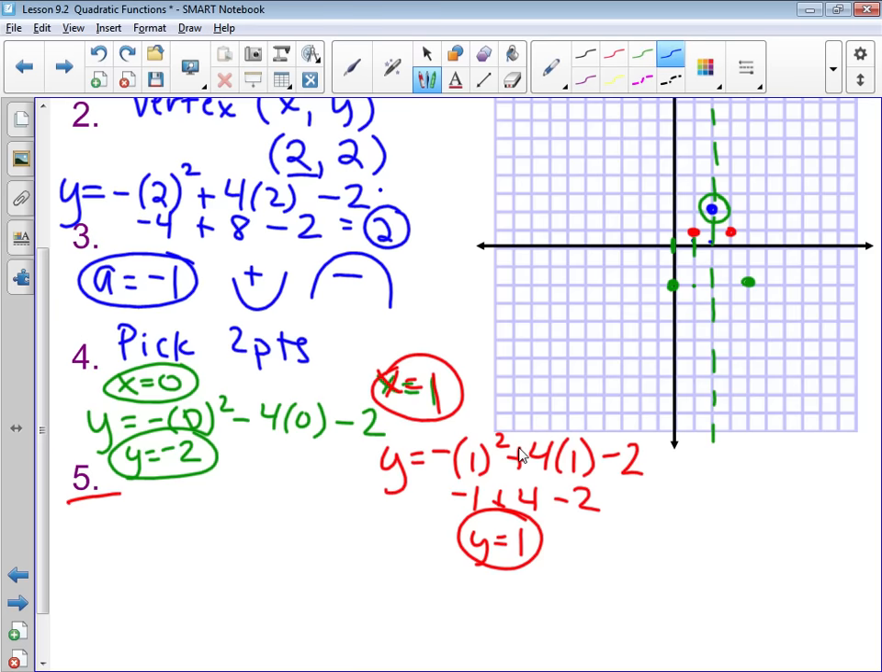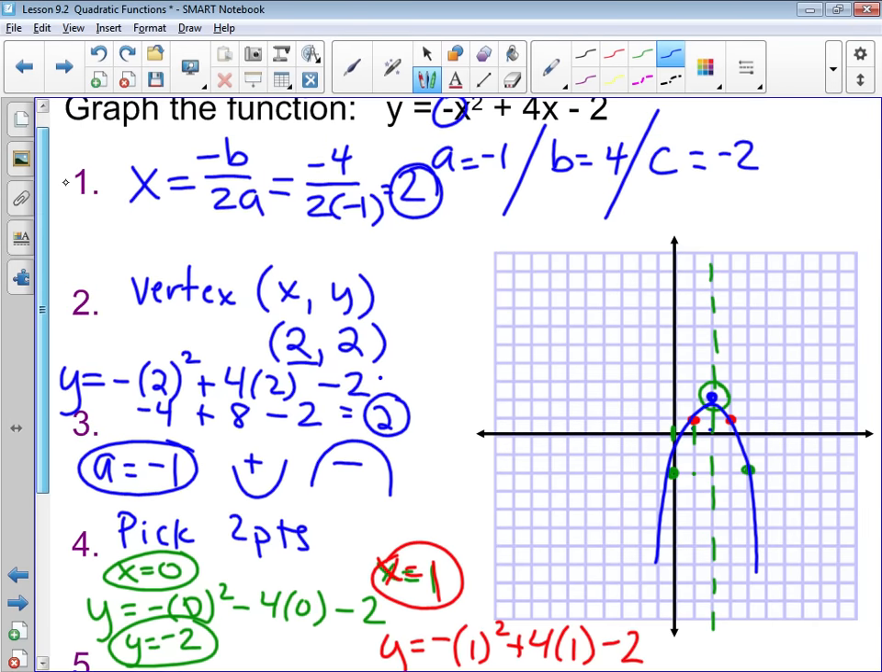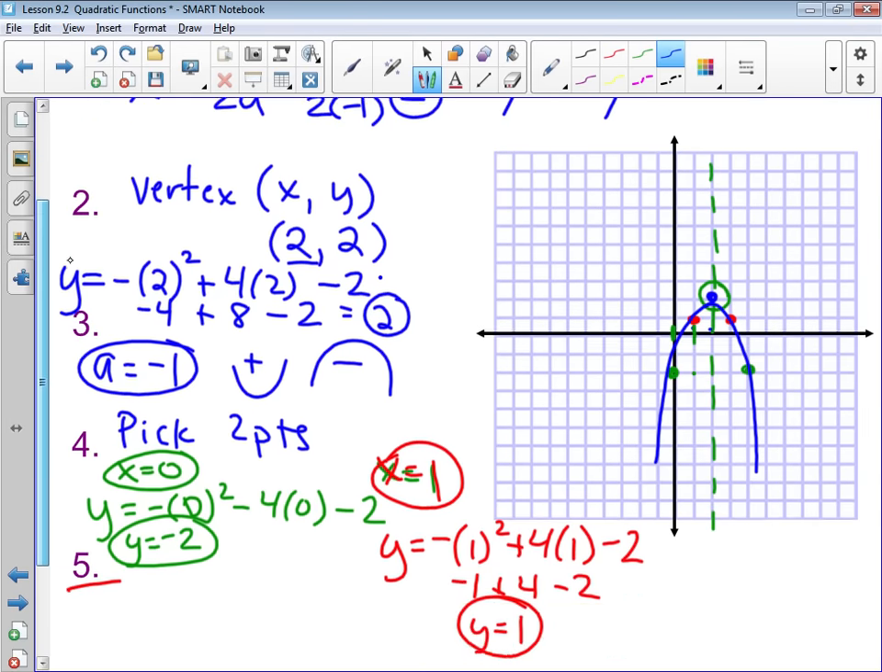So when I'm all done, I get a parabola that curves down this way and curves down this way. It's a frowny face like I said it was going to be. It has a vertex at 2, 2, following the axis of symmetry, which is x equals 2. And that's it.